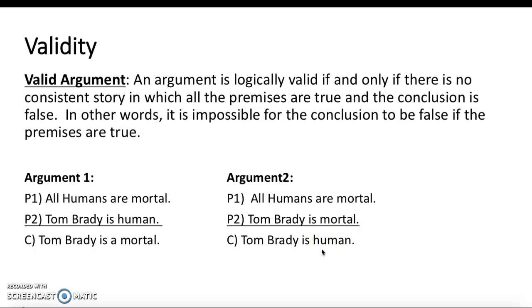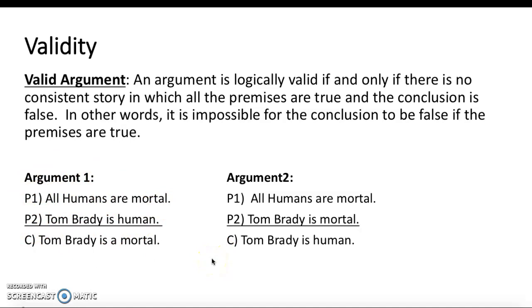Under such a situation, we can still consistently maintain that premise 1 is true, that premise 2 is true, but it doesn't follow from that the conclusion has to be true because Tom Brady could turn out to be a dog. So in order for an argument to be valid, the conclusion of the argument has to be guaranteed without exception by the premises being true, and that is accomplished in argument 1.